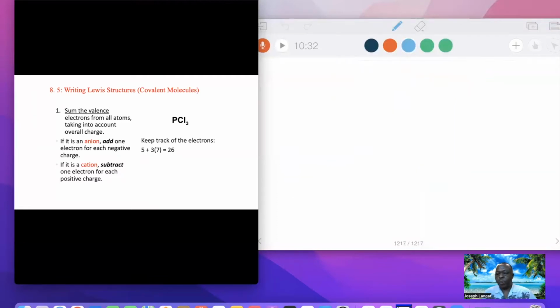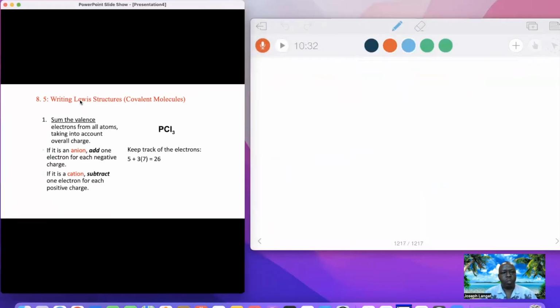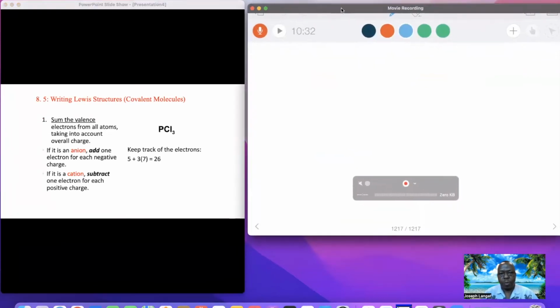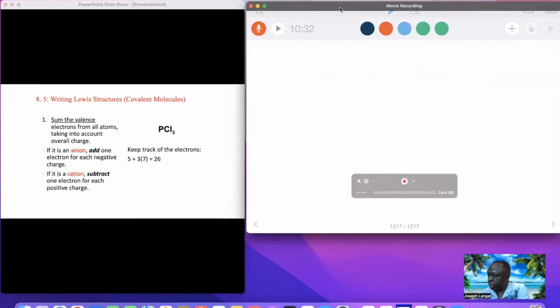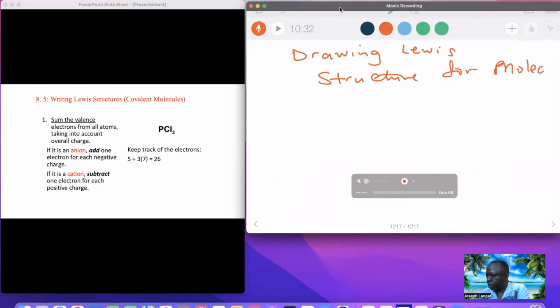The rules we will go through: I'm just going to synthesize 8.5, the rules you will use in drawing the Lewis structure. I'm just going to title this "Drawing Lewis structures for molecules or ions."